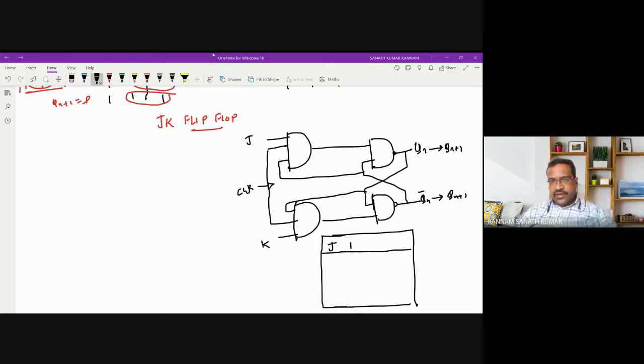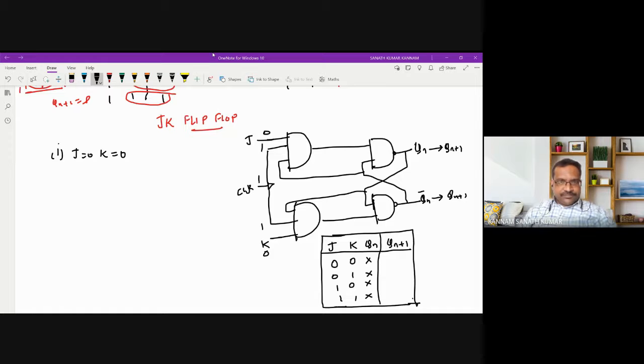So J, K, Qn, Qn plus 1. 0 0 0 1 1 0 1 1. Whatever may be the Qn, you don't know. Okay. So now let us consider case one, when J equal to 0 and K equal to 0. So this is 0 and this is K equal to 0. So J equal to 0, so anyway this is 1, so this is 1 and here this is 1.